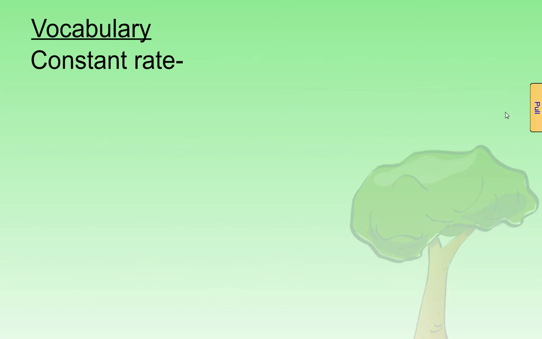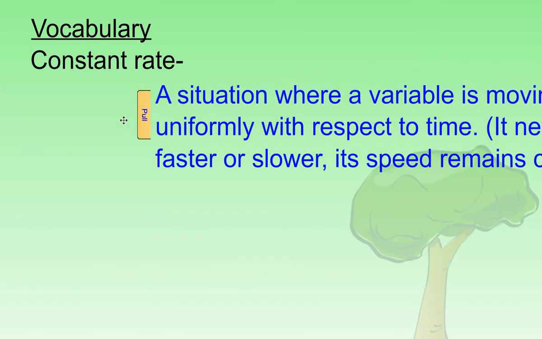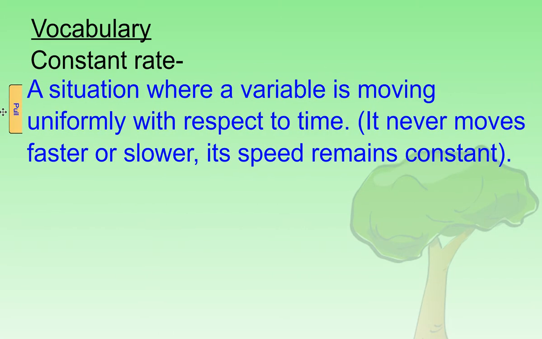A constant rate, our one vocabulary word for the day, is a situation where a variable is moving uniformly with respect to time. That means it's moving constantly. It never moves faster or slower. Its speed remains constant. That's what a constant rate is. So if something continues at a constant speed, it doesn't go faster, it doesn't go slower, it always stays the same.